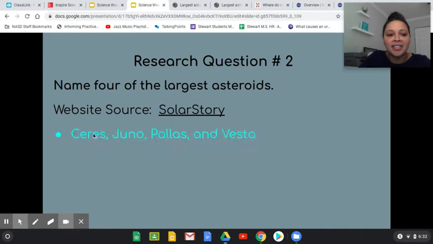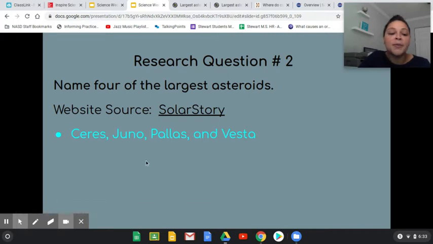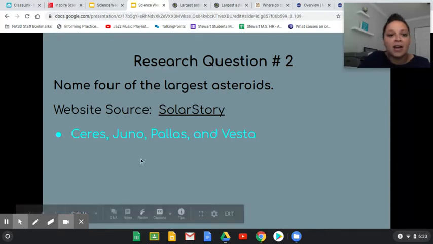Here we have Ceres, Juno, Pallas, and Vesta as the 4 largest asteroids that I found through my research. There are some really great website resources out there if you decide to do some of your own research, which is optional on any of the topics that we've been learning about.